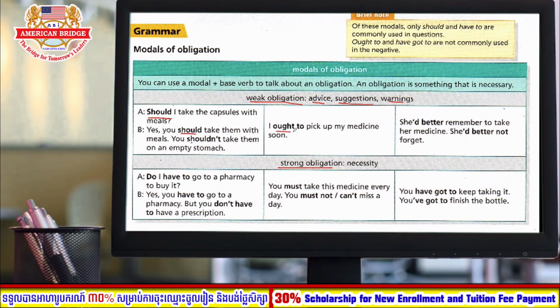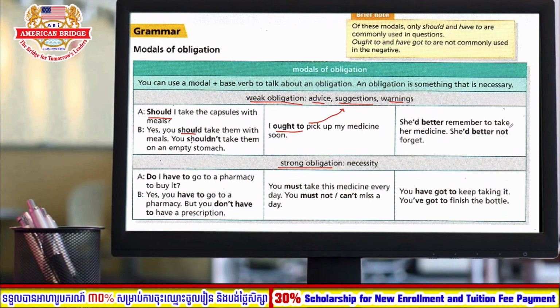And ought to, so "I ought to pick up my medicine soon," is about a suggestion. It is not serious. If you don't want to pick up your medicine very soon, you delay it, that's not a big deal because it's a weak obligation, it's not strong. There are no punishments for you.